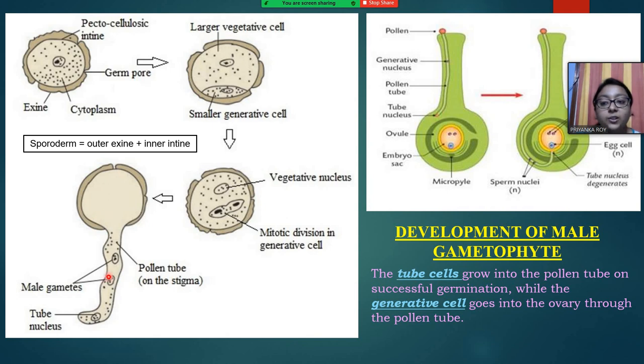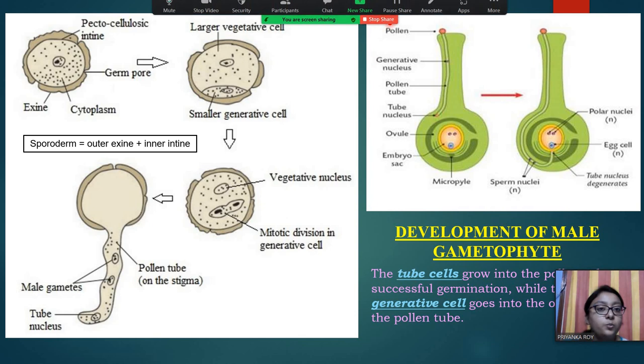This pollen gives rise to a pollen tube when it reaches the stigma of the flower. The stigma is the part of the female reproductive unit. As you can see, the tube cells grow into the pollen tube on successful germination, while the generative cell goes into the ovary through the pollen tube. So this is what happens.